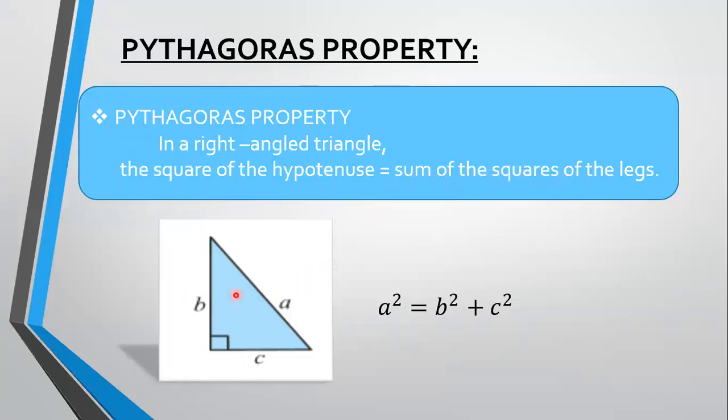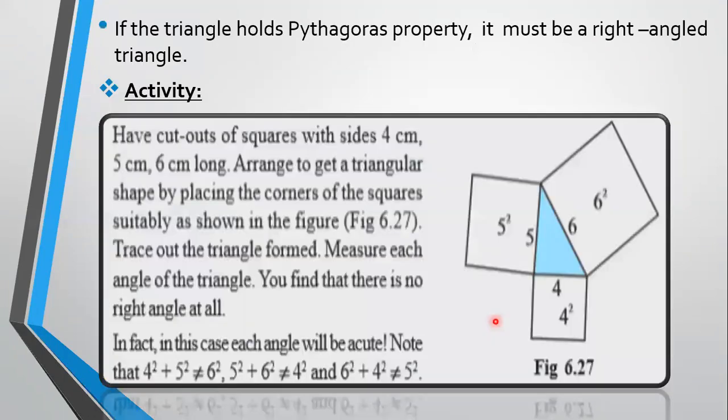And here the other two sides are known as the legs. Here B and C are the legs of the triangle and A is the hypotenuse. And according to Pythagoras theorem, A square is equal to B square plus C square, where A is the hypotenuse and B and C are the legs of the triangle. Understood, students? Now, if the triangle holds Pythagoras property, it must be a right angle triangle.